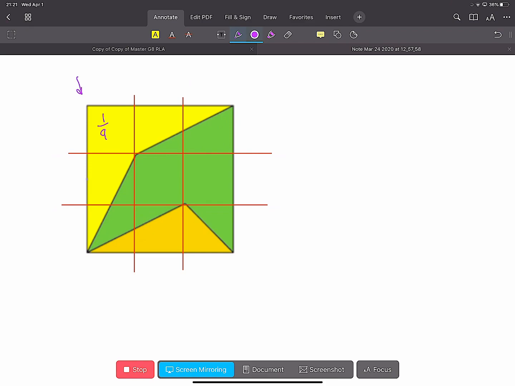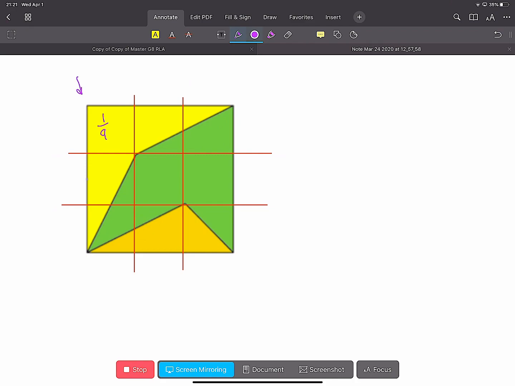So I thought, you know what? The green shaded section, I mean, that's confusing because it's odd shaped, it's going in all different directions. Would it be easier to find what fraction the yellow and the orange shaded sections are? And if I can calculate that, the remaining part would be the green. So I thought, you know what?